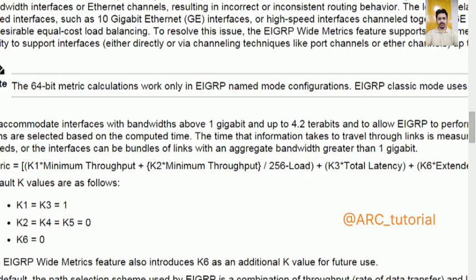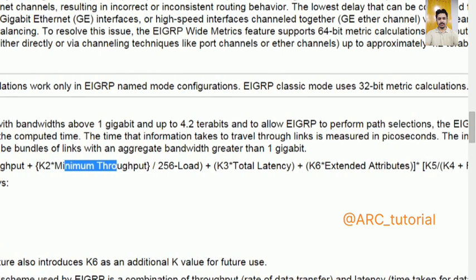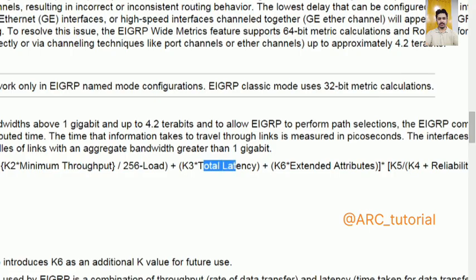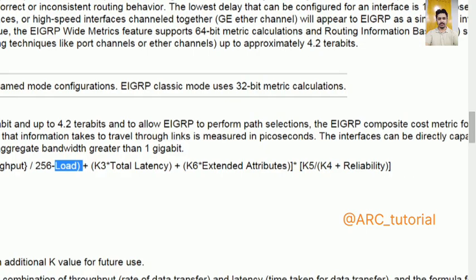So in this formula, in place of bandwidth, now you are having minimum throughput, right? And latency means delay, load is still there, extended attributes are also there, and these extended attributes are energy and jitter. In wide metric, they have also started to use some additional attributes for metric calculation, which are energy and jitter, known as extended attributes.